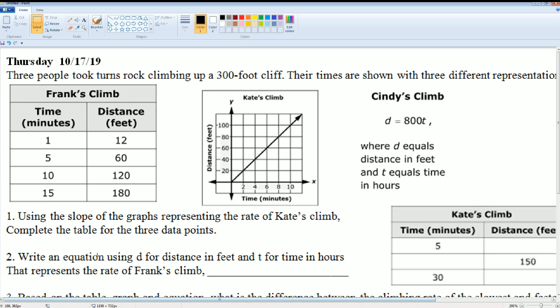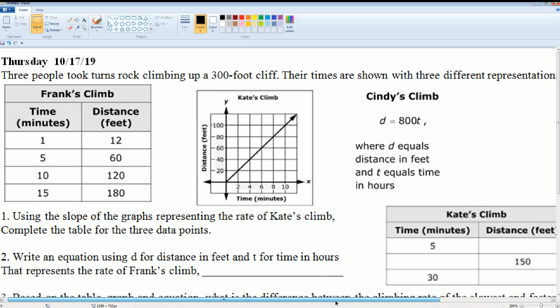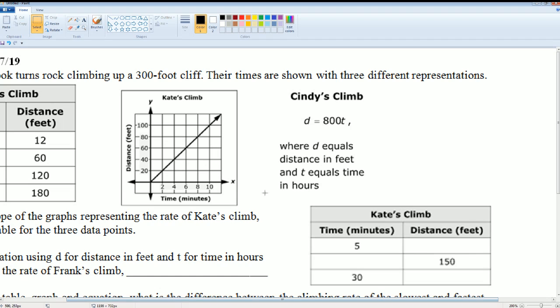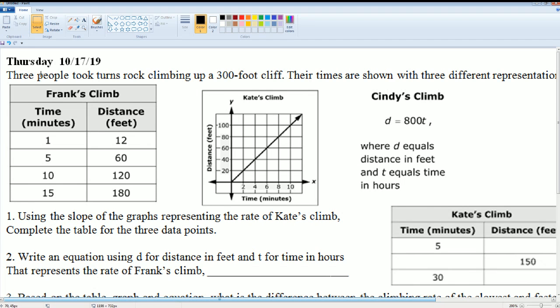So Kate climbs what? We saw that in 5 minutes. This is weird. You know what I'm going to do? I'm going to find the unit rate. So much easier. Let's just find the unit rate for each of them. Unit rate, slope, same thing.